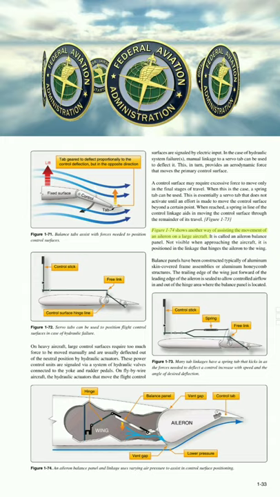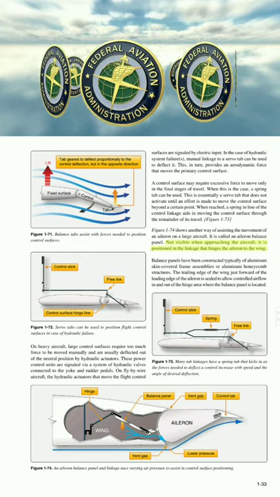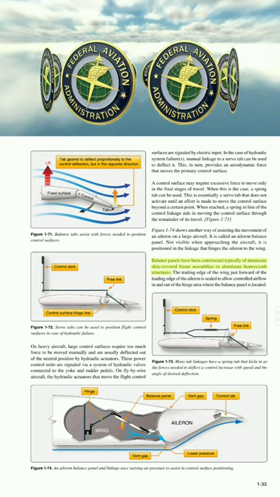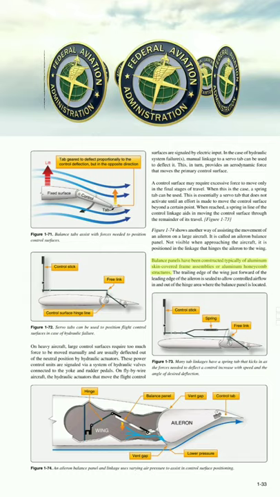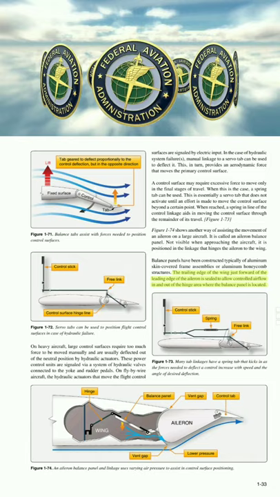Figure 174 shows another way of assisting the movement of an aileron on a large aircraft. It is called an aileron balance panel. Not visible when approaching the aircraft, it is positioned in the linkage that hinges the aileron to the wing. Balance panels have been constructed typically of aluminum skin-covered frame assemblies or aluminum honeycomb structures. The trailing edge of the wing just forward of the leading edge of the aileron is sealed to allow controlled airflow in and out of the hinge area where the balance panel is located.